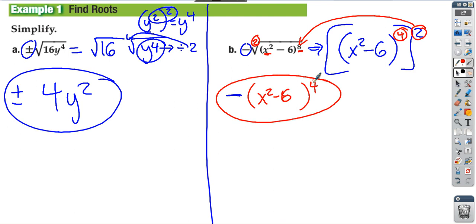So you can never take roots individually. Over here the reason we could do it is because this stuff here is being multiplied together. You can't split them apart when things are being subtracted like they are in problem B right there.